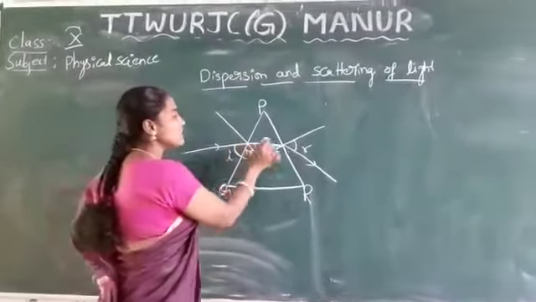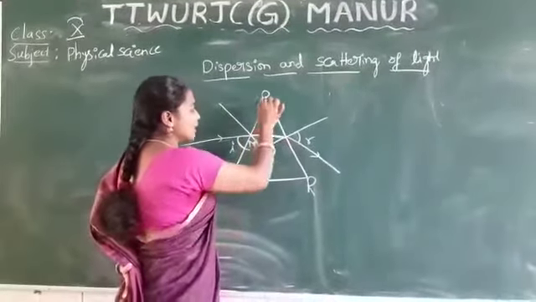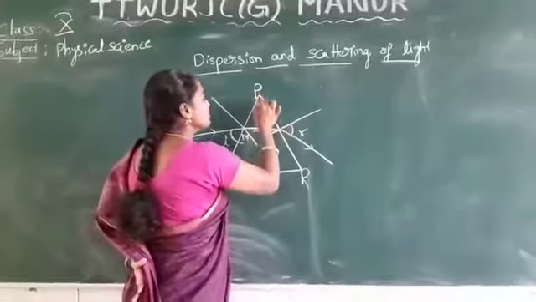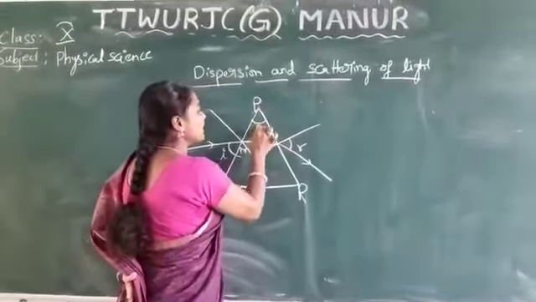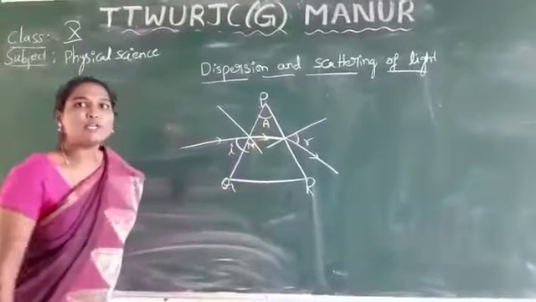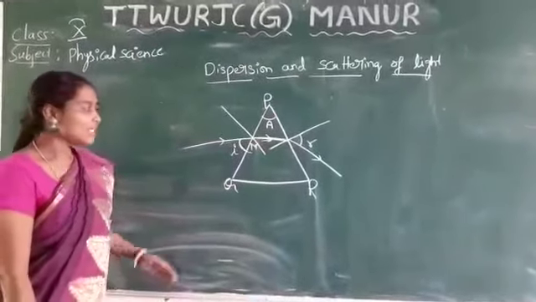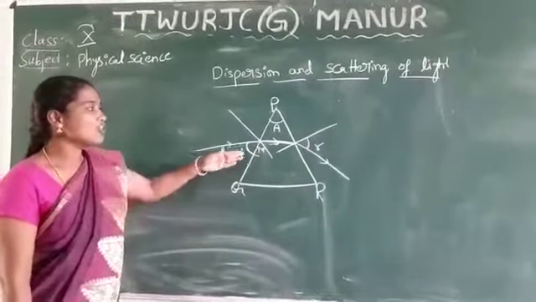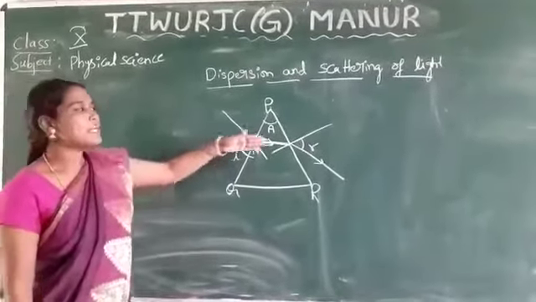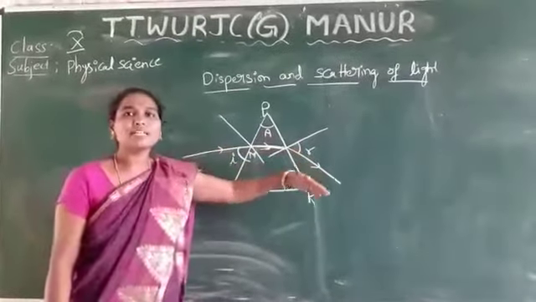So in between these two sides, PQ and PR, we will have some angle A, which we call the angle of the prism. So here, if we increase the angle of incidence, what happens? The angle of refraction is also increased.